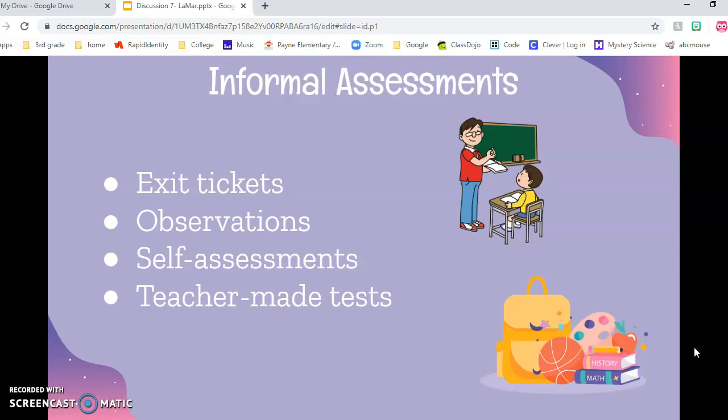Observations. I'm constantly observing my students, whether they're ELL or not. It just gives me ideas of where they're at, what they still need to work on. I love to give self-assessments because students may think that they're doing bad, but they're actually doing really well. So just having those conversations with them sometimes boosts their confidence.